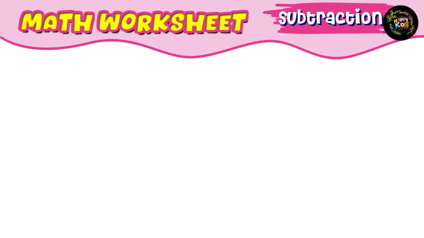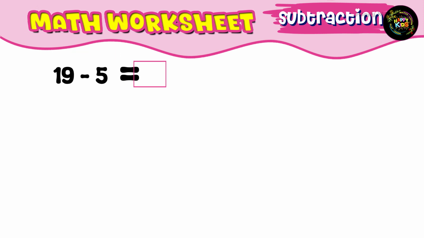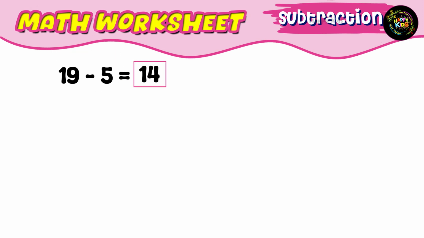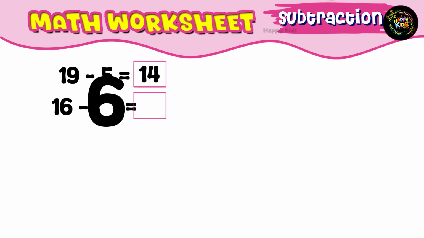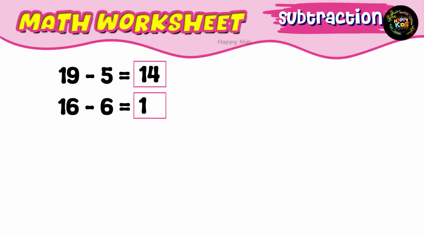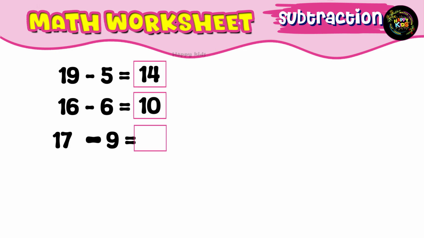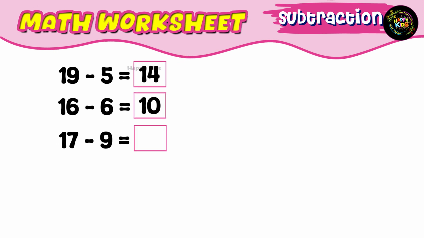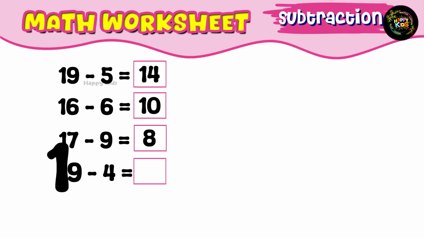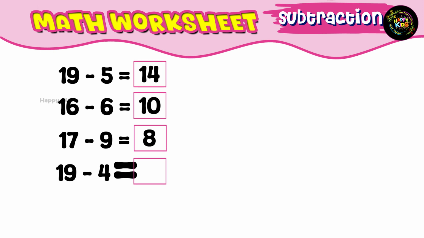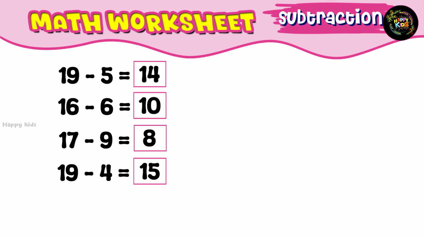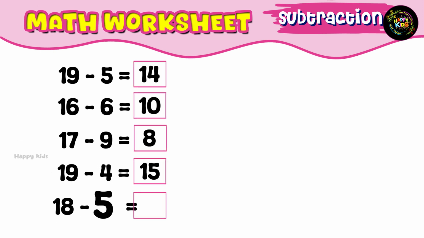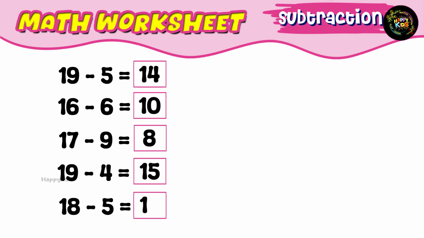Math worksheet. Subtraction. 19 minus 5 is equal to 14. 16 minus 6 is equal to 13. 17 minus 9 is equal to 8. 19 minus 4 is equal to 15. 18 minus 5 is equal to 13.